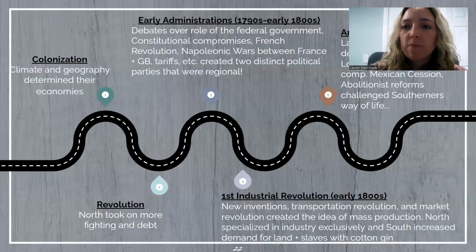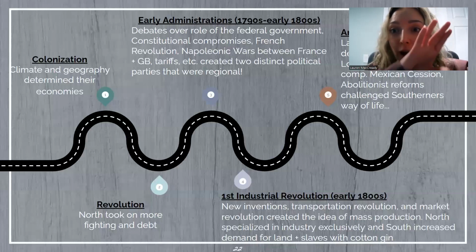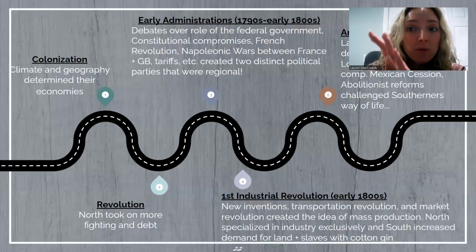Then you go to the Revolution. Well, who was more pro-revolution and fought more in the Revolution? It was the North, because their economy was the one that was mainly being hit by the taxation and the Navigation Acts. The South, because they're agricultural based, relied way more on Great Britain because they were their main buyer for their products and relied on them way more economically. And so they were less incentivized to rebel. So now we can see how that's affecting the Revolution unit.